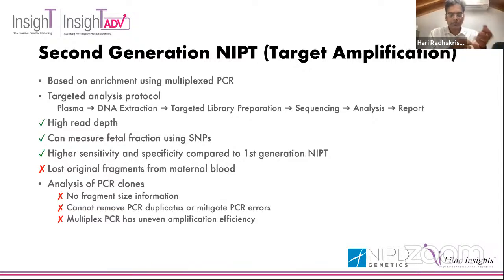So there is much higher read depth because we are focusing our efforts, and we can use the targeting to catch regions where there are single nucleotide polymorphisms to measure the fetal fraction by comparing the ratios of single nucleotide polymorphisms, and a much higher sensitivity and specificity. But unfortunately, now we're no longer looking at the original cell-free DNA fragments. We are actually looking at clones of regions of interest. So you lose some fragment size information. We cannot get rid of the PCR errors, and there's a limit to what we can do with multiplex PCR.